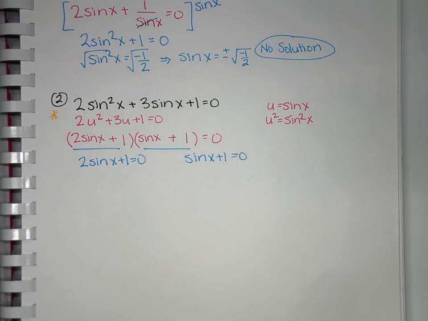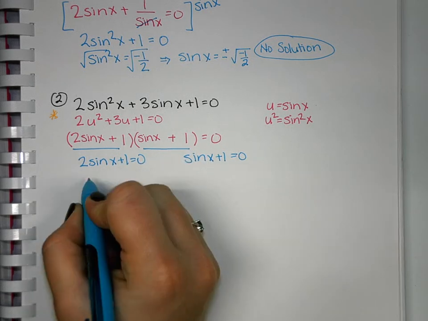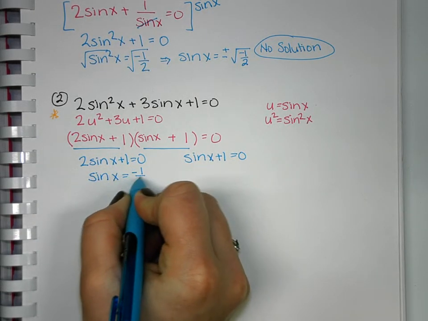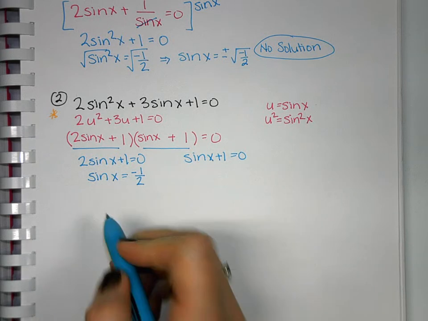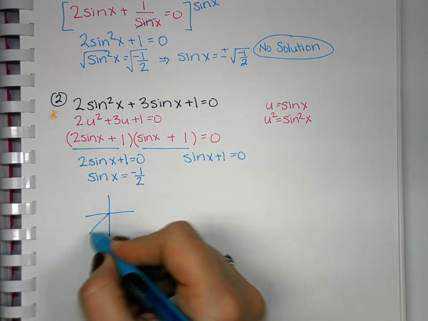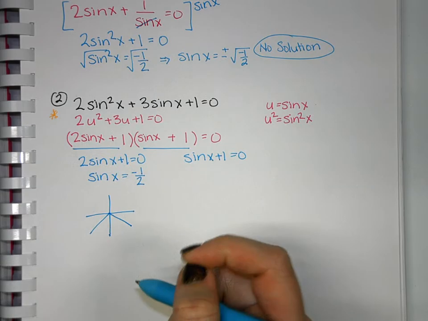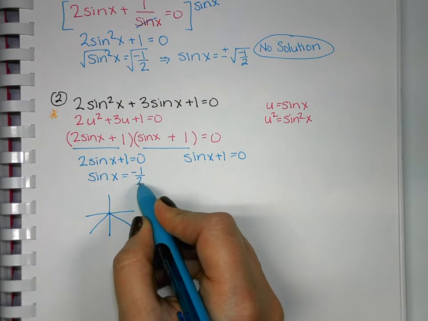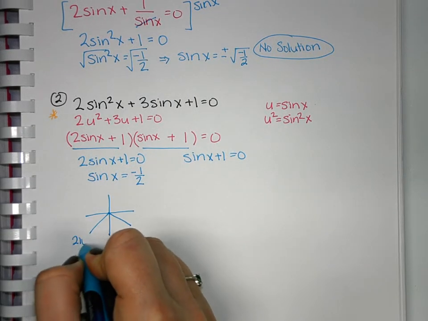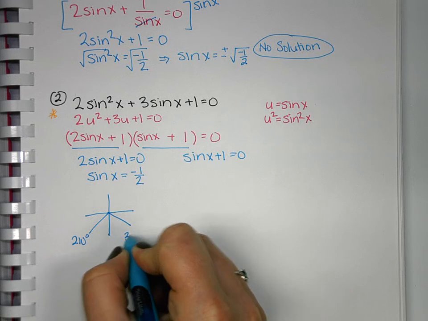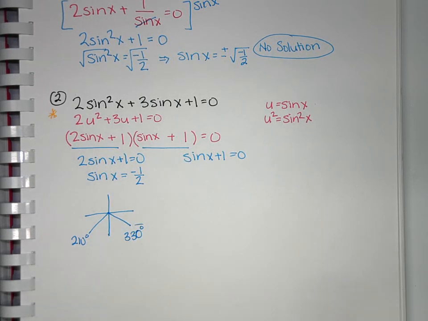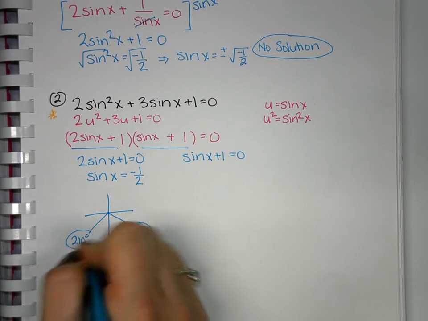And we're going to solve each equation. So here I'm going to minus the 1 and divide by 2, so I have sine x equals negative 1/2. And I ask myself, sine being negative means it's down in one of these two quadrants. So which angles give me a sine value of negative 1/2? And I would get 210 degrees for this quadrant and 330 degrees for this quadrant. So those would be 2 of my answers.